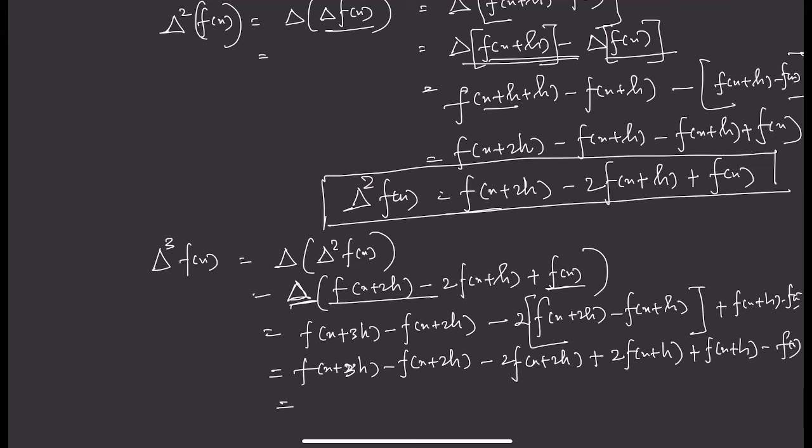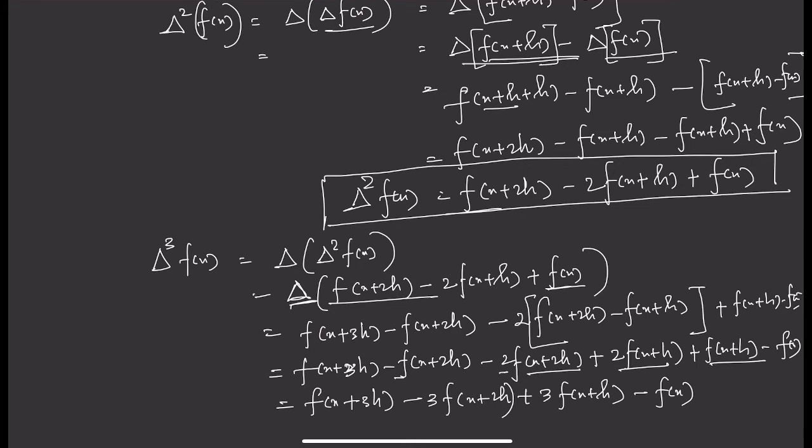Okay, so now f of x plus 3h minus 2 into f of x plus 2h plus 1, so 3 into f of x plus 2h plus 2 into 1, 2 plus 1, so 3 f of x plus h minus f of x. Okay, now you have seen this one.